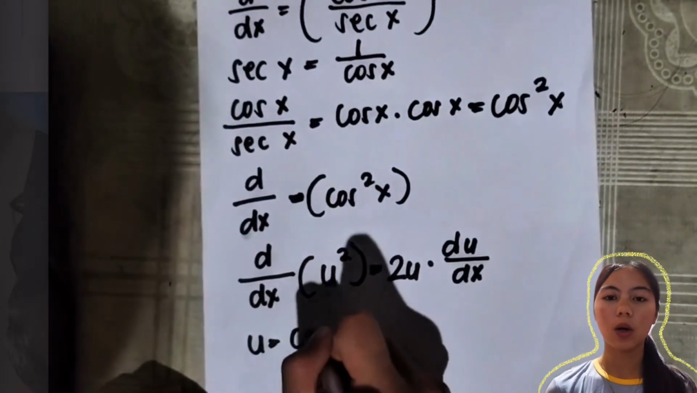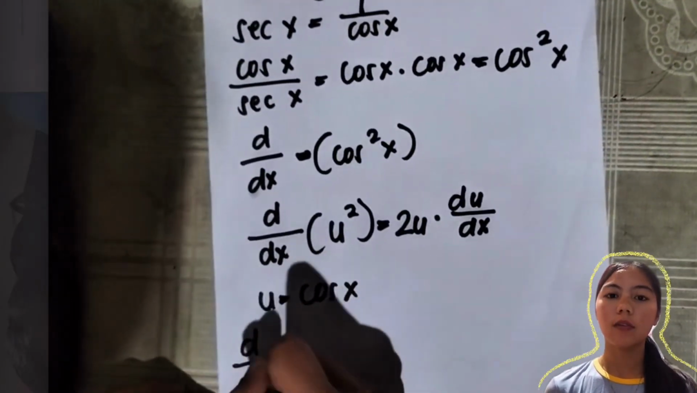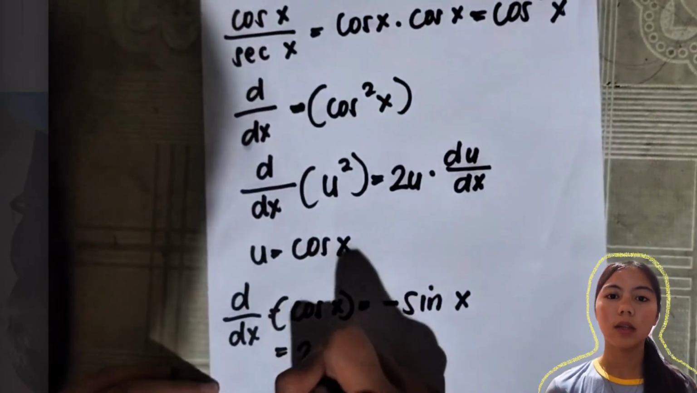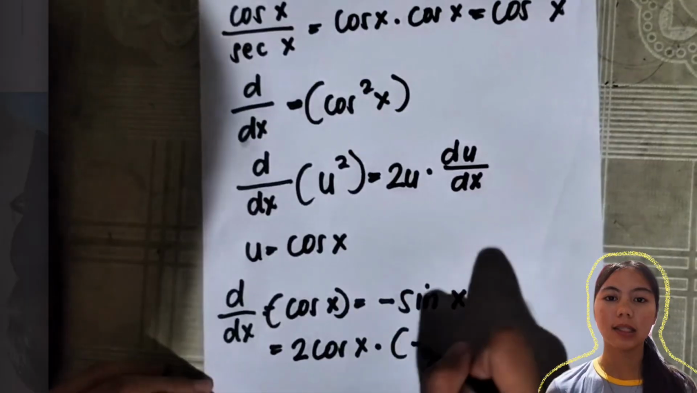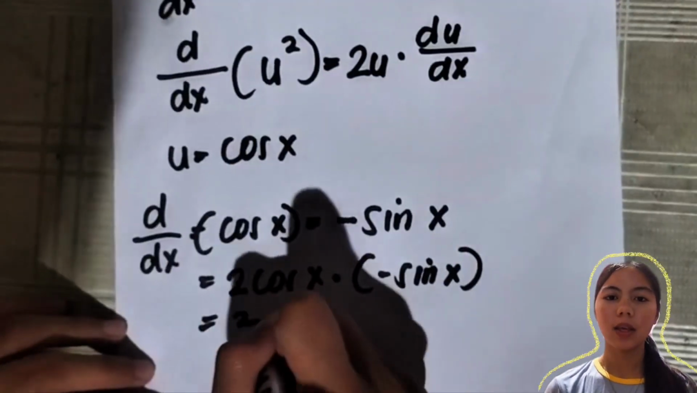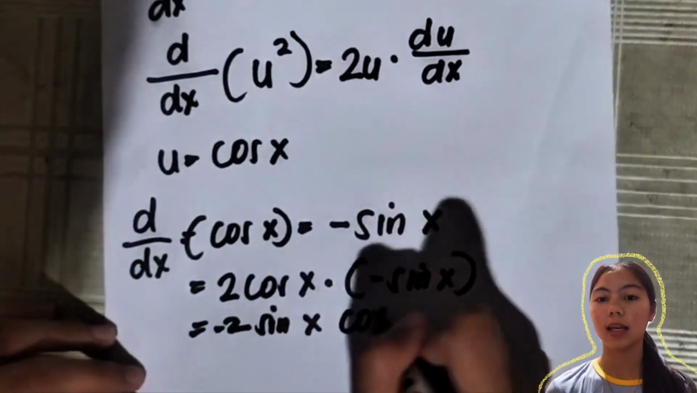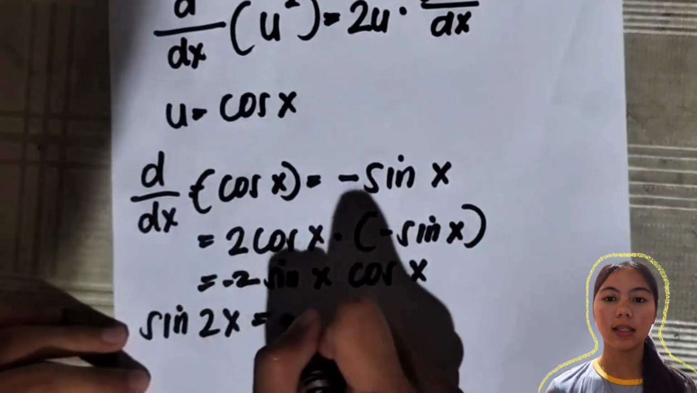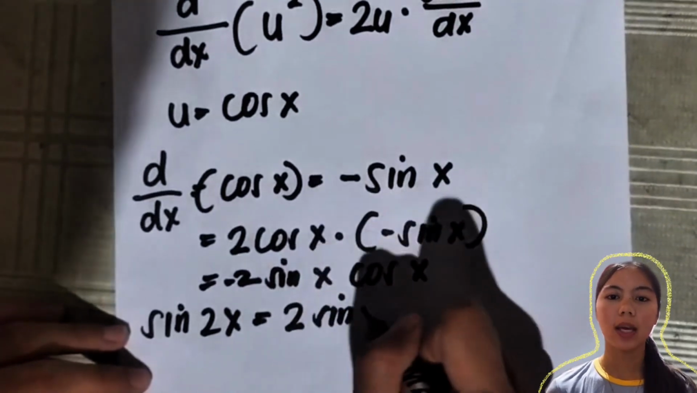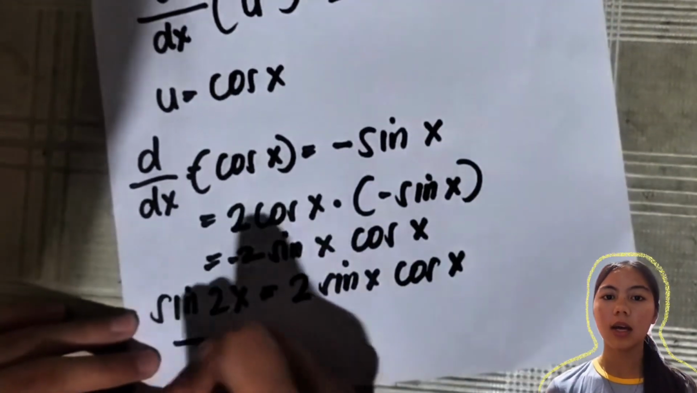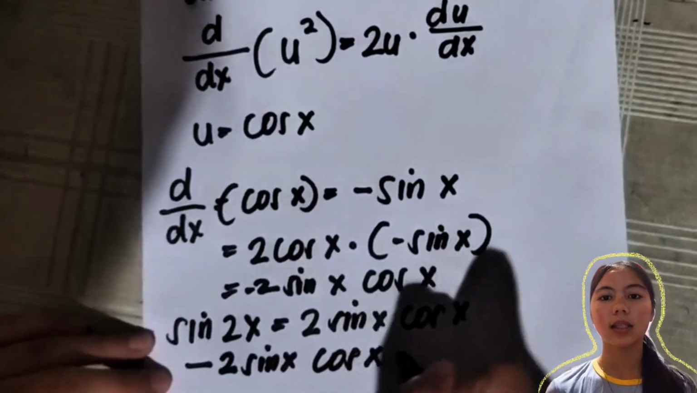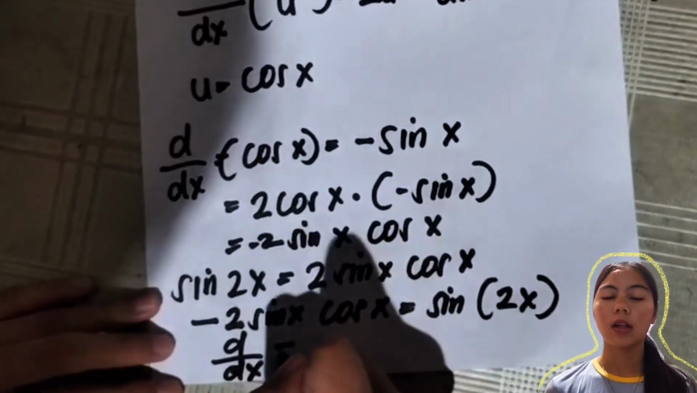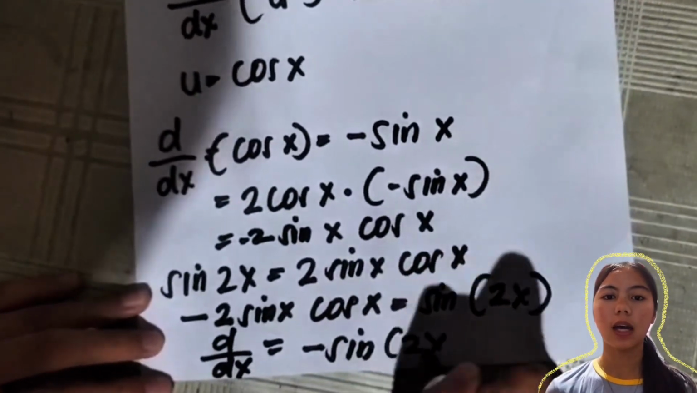Let u equal cosine x. The derivative of cosine x is negative sine x. So, the derivative becomes 2 cosine x times negative sine x. This simplifies to negative 2 sine x cosine x. Finally, we use the identity sine of 2x equals 2 sine x cosine x. Negative 2 sine x cosine x becomes negative sine of 2x. Therefore, the final answer is negative sine of 2x.